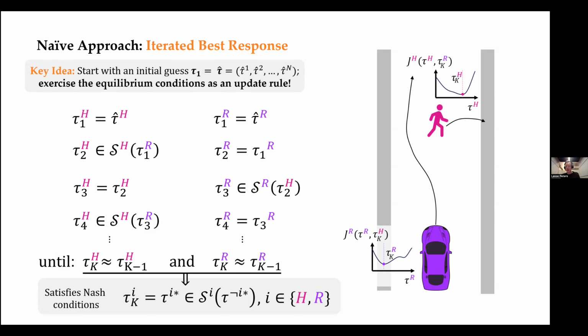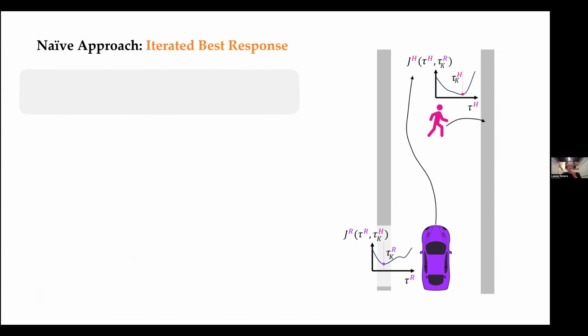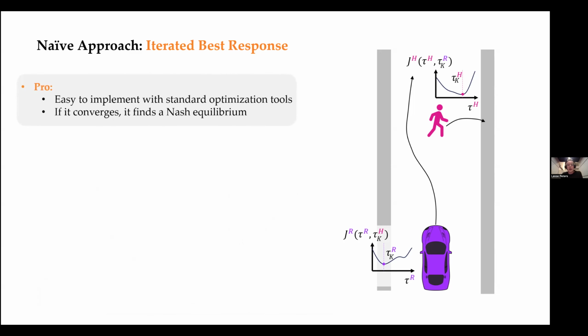So conceptually, this is a really nice idea, and it's a good thing to keep in your head when you think about Nash equilibria. And it has a few advantages. So first of all, it's easy to implement. You can implement it directly with standard optimization tools that you may already know from other contexts. And if it converges, it indeed finds a Nash equilibrium.